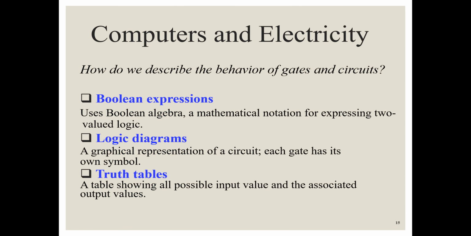How do we describe the behavior of gates and circuits? Usually the description of gates and circuits is done with the help of three methods: Boolean expressions, logic diagrams, and truth tables. These are the three methods by which we can understand the working condition of a particular gate or circuit. So what is a Boolean expression? Using Boolean algebra, a mathematical notation for expressing two-valued logic, is called a Boolean expression. As I told you, y equal to a plus b, an example in the previous slide while discussing OR logic, is one Boolean expression. With the help of that logic, we need to understand what kind of gate can be used in order to design that particular circuit.